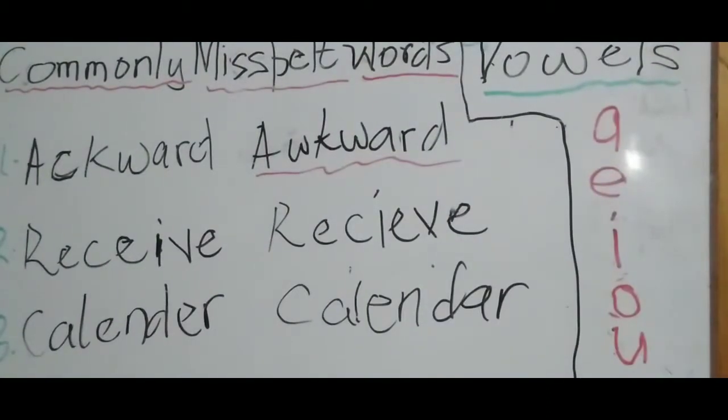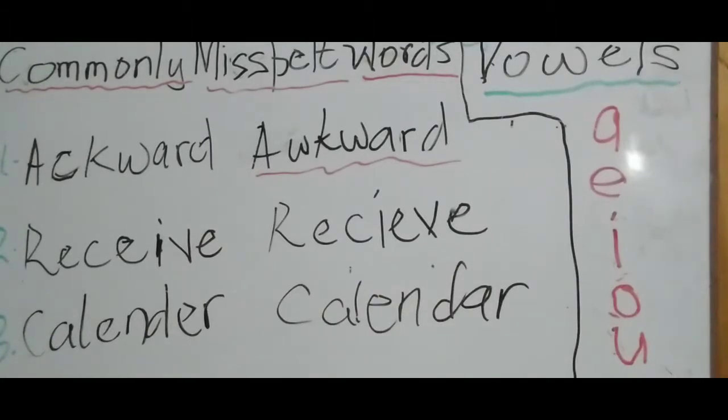So awkward is spelled A-W-K-W-A-R-D. The next word now is receive. The first spelling we have is R-E-C-E-I-V-E. The next one is R-E-C-I-E-V-E.